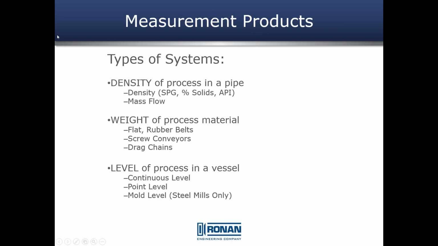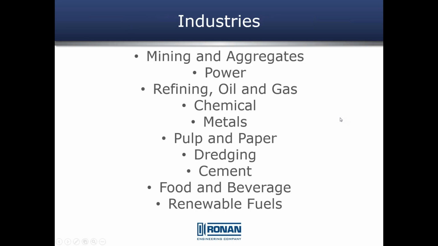So just for review from last week, we talked about the types of measurement that Ronan can offer, and we have three different types: density, level, and weight. The industries that we are commonly in, here's just a few: mining and aggregate, power, refining, oil and gas, chemicals, metals, pulp and paper, dredging, food and beverage, renewable fuels. But I did want to say we're not just limited to that.